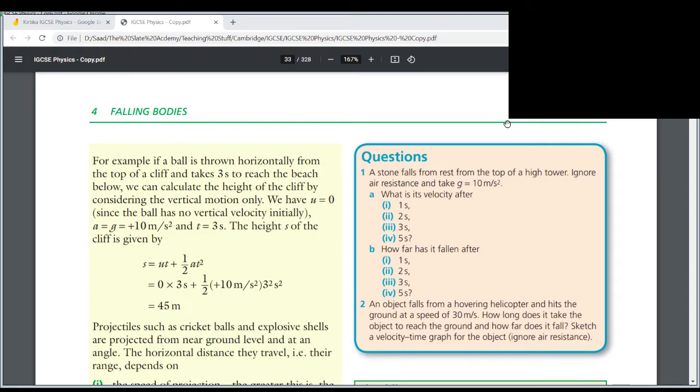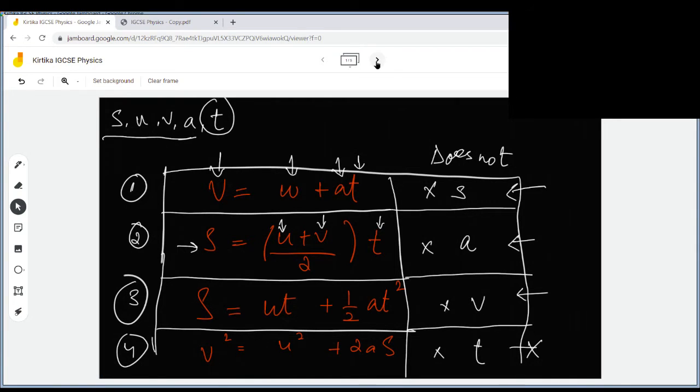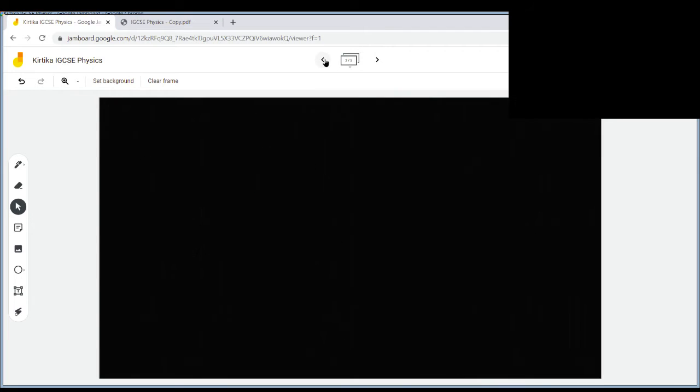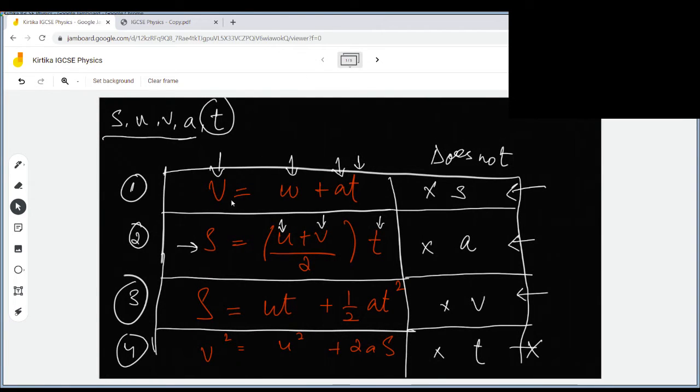So I'm getting one as the answer. The answer should be for how far it has fallen. No, it will not be one. So we use this formula of V is equal to U plus AT, right? I mean, how could you? This does not calculate the distance. You have to calculate the distance.